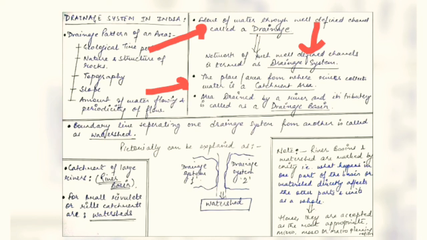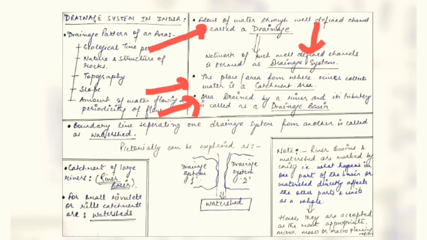Now next we're talking about the drainage basin. The area drained by a river and its tributary is called a drainage basin. So when a river drains into some area or its tributary drains into some area, it is known as a drainage basin.